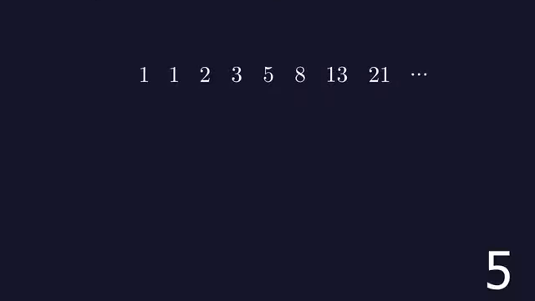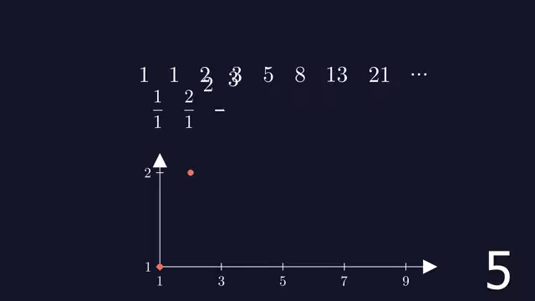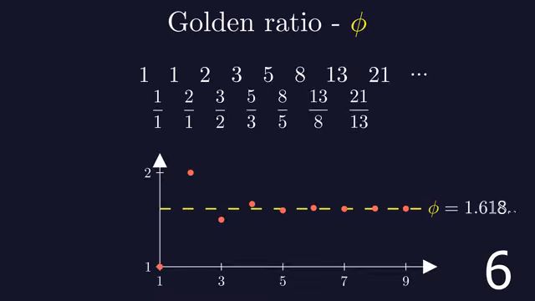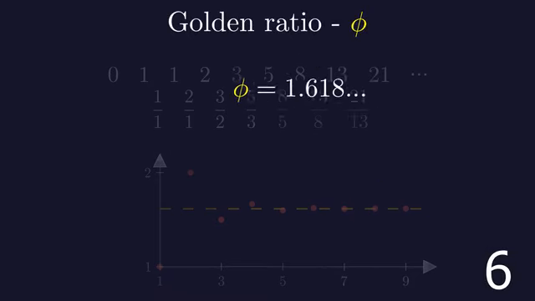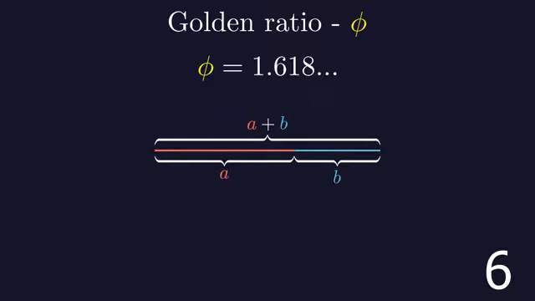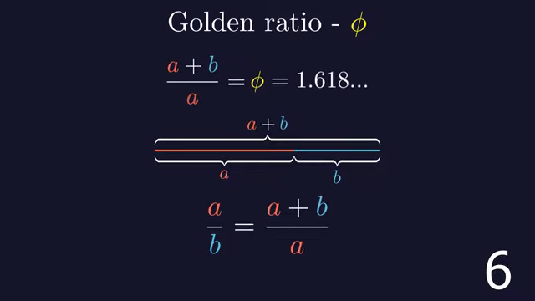When we look at the ratios of consecutive Fibonacci numbers, this ratio converges to a value called the golden ratio, which is around 1.618. It is exactly equal to (1 plus the square root of 5) over 2. Imagine a line segment of length a plus b. The ratio of a to b is the same as the ratio of the whole segment to a.